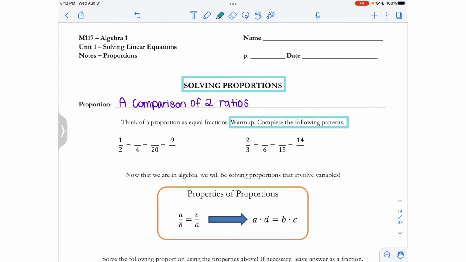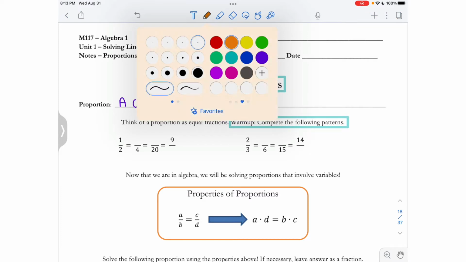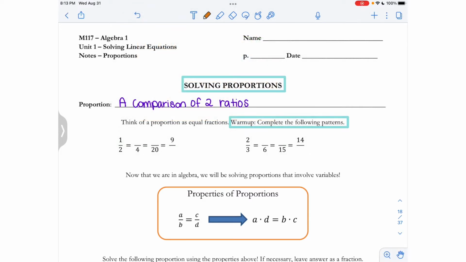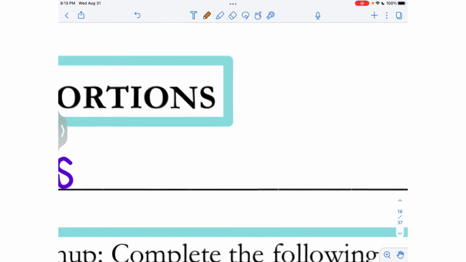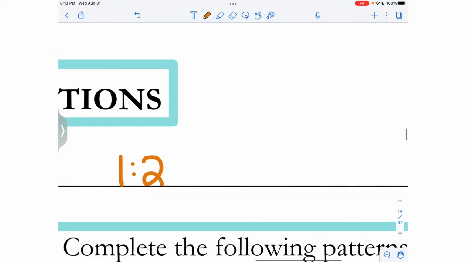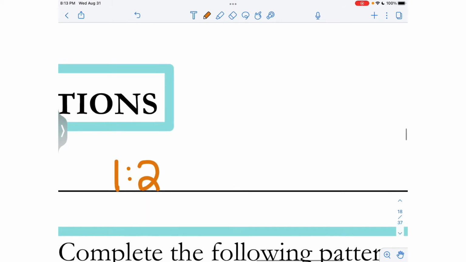So if you're unsure of what a ratio is, let me give you an example. A ratio is a comparison of numbers. For example, you might see 1 to 2, like maybe the odds of winning something are 1 to 2. But more commonly in math class, you'll see a ratio written like a fraction. So 1 to 2 could be written as 1 over 2 or 1/2.